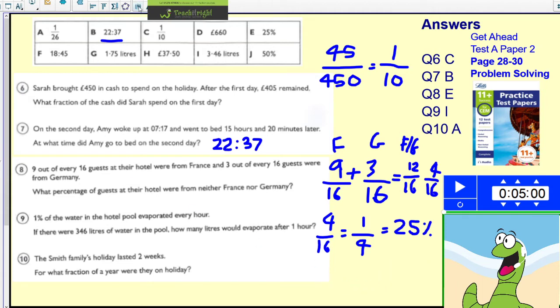So, what percentage were from neither France or Germany? Not from France or Germany? 25%. There's the answer, E.